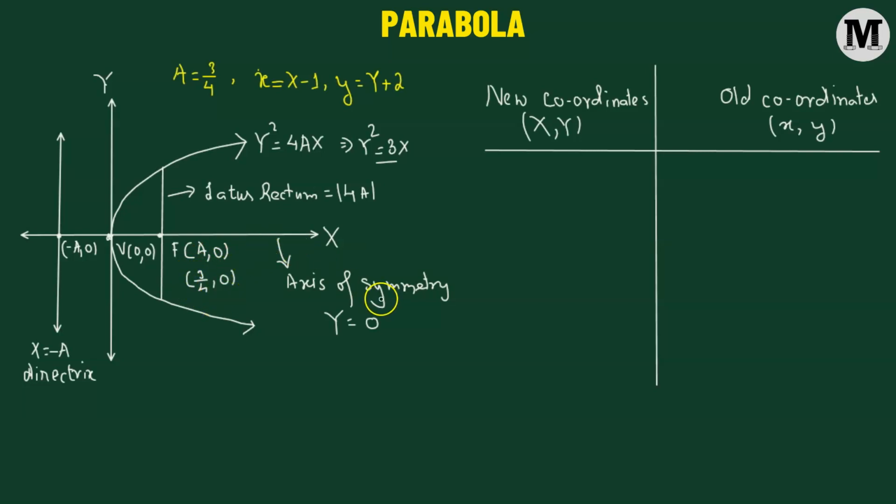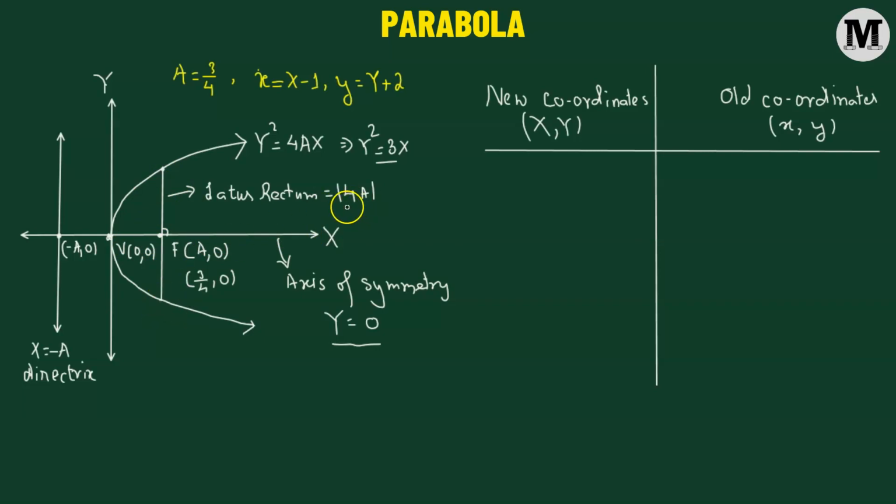Then we have the axis of symmetry line. This is the line on which the focus and the vertex of the parabola lie. Since it is lying on the x-axis, its equation will be given by y equals 0. Then we have the directrix. The directrix is passing through the point x equals negative a. That's why its equation will be x equals negative a. And then we have the latus rectum. It's the straight line which passes through the focus and is perpendicular to the axis of symmetry, with its endpoints touching the parabola.